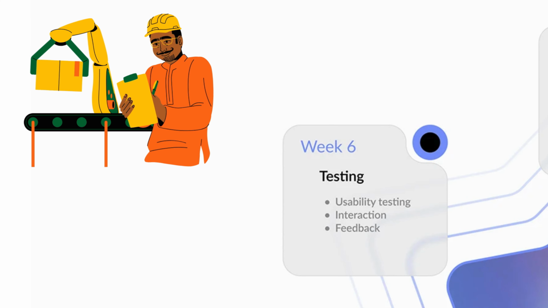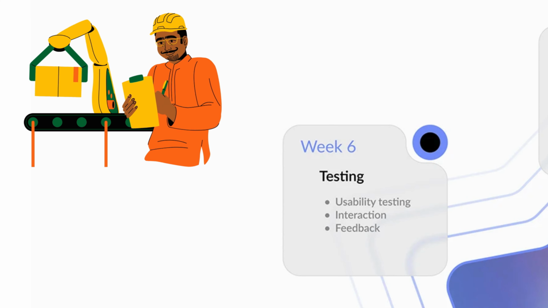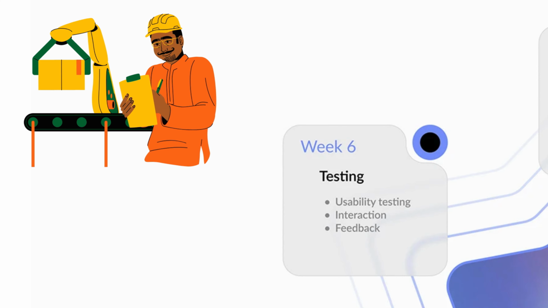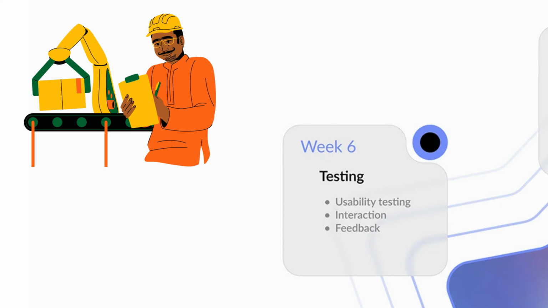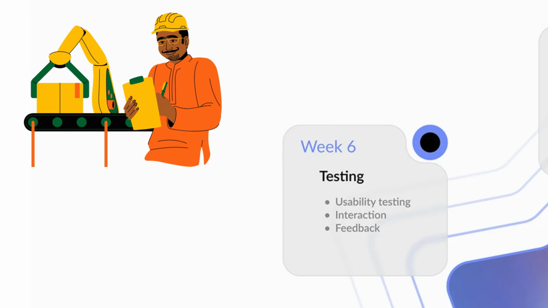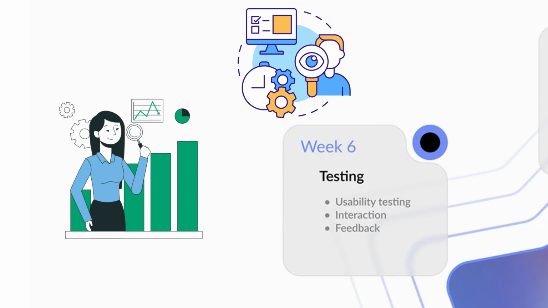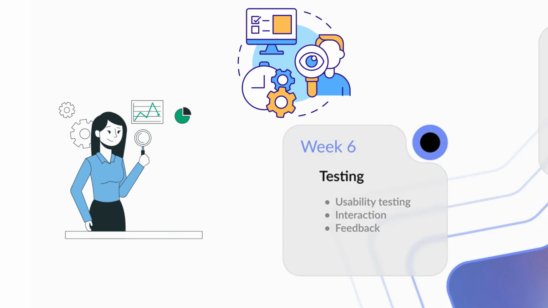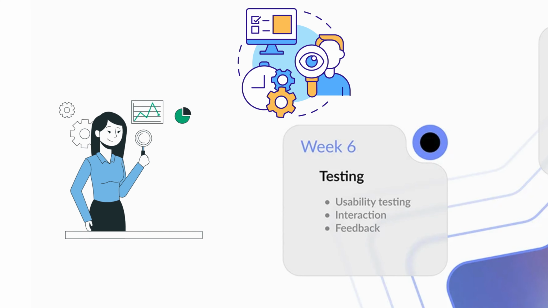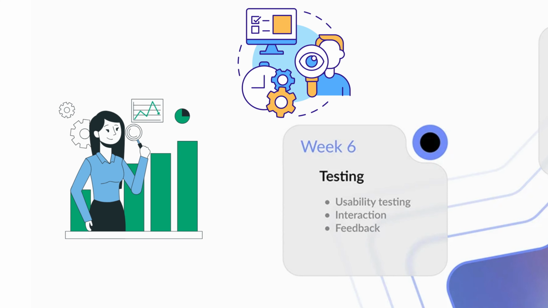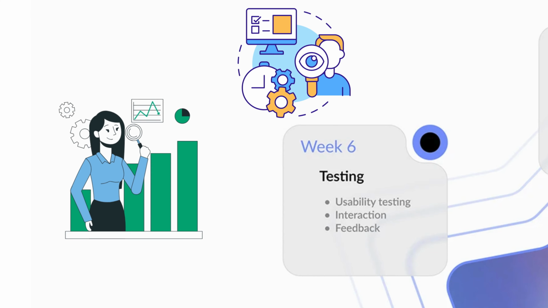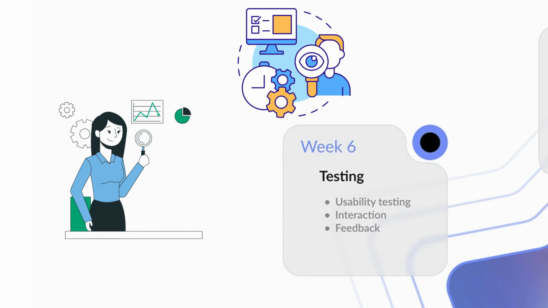In week 6, we shift our focus to testing and feedback. This stage allows us to validate our design decisions by observing how real users interact with the product. Through usability testing, we uncover strengths, spot pain points, and identify areas for improvement. Gathering feedback ensures that the final solution isn't just visually appealing, but also practical, intuitive, and aligned with user needs. By refining the design based on these insights, we prepare the product for a stronger, more user-centered launch.